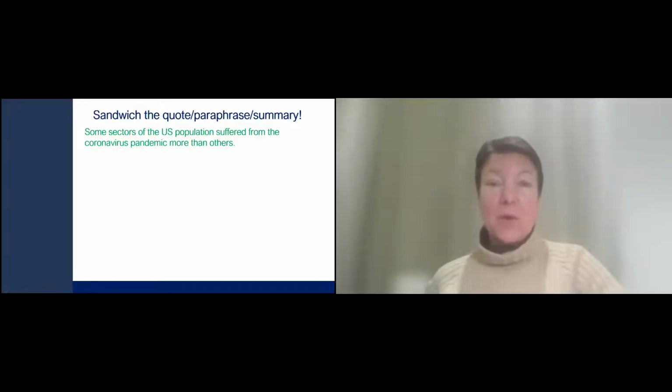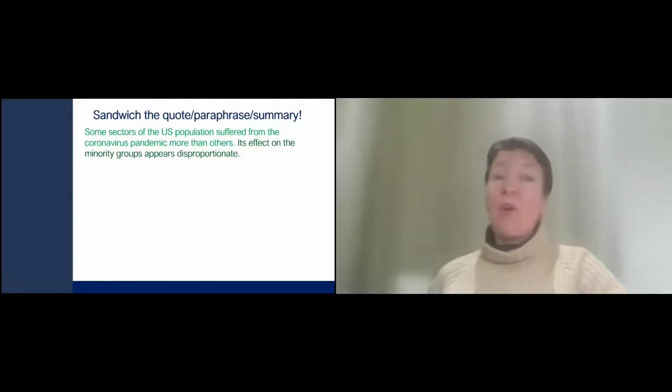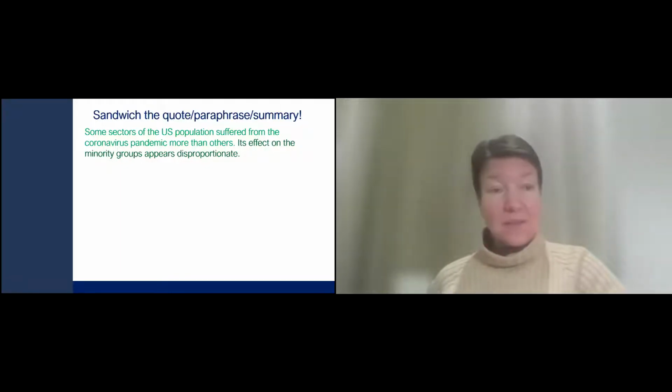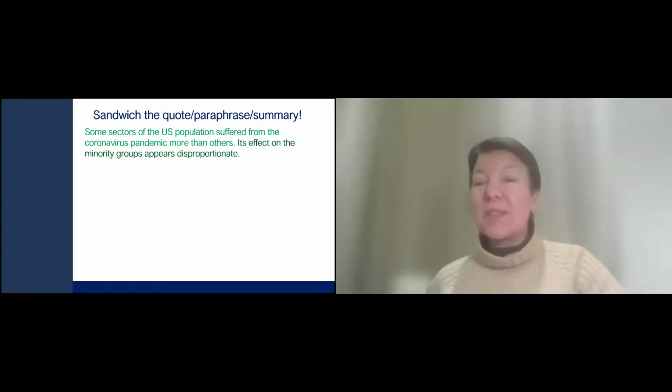Okay, so if we go on, there is a little bit of development, right? Some sectors of the US population suffered from the coronavirus pandemic more than others. Its effect on minority groups appears disproportionate. What is happening in the second sentence in this paragraph? Author's opinion. Thank you, that's good. I would call it author's interpretation. Very good. Sorry, I interrupted you. Can you say it again, please?